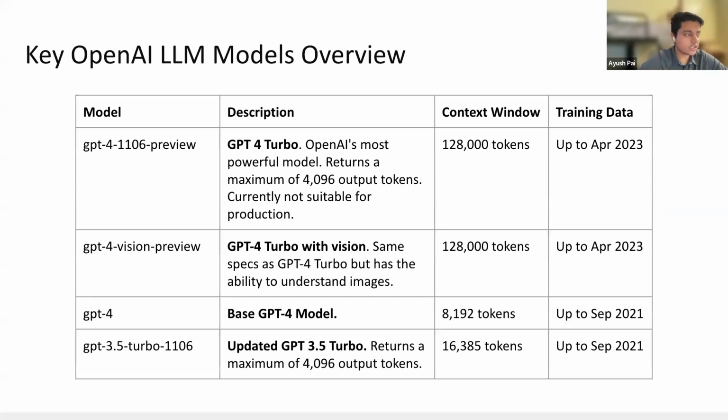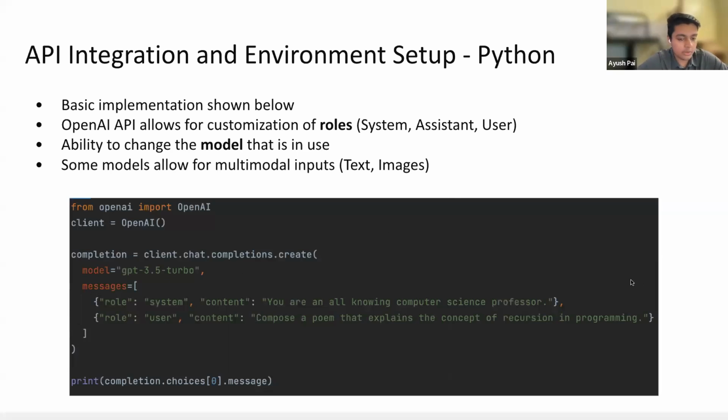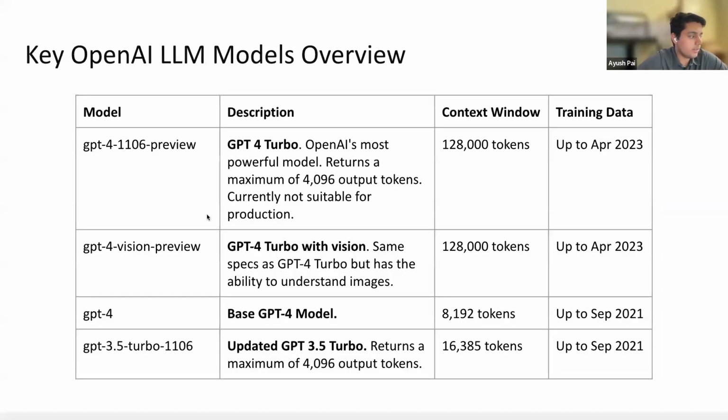So, a key OpenAI LLM models overview. Since we have the option of changing which model we want to use, it's really important to understand the differences. These are the official names of the models that you would actually be interacting with. So as we look at these, the GPT-4 1106 preview is also known as GPT-4 Turbo, and it stands as the most powerful large language model OpenAI has to offer right now, and it has a 128,000 token context window, which is great. It expanded to that in the last few months, and it's trained on data up to April 2023. So it's pretty updated in terms of what it knows.